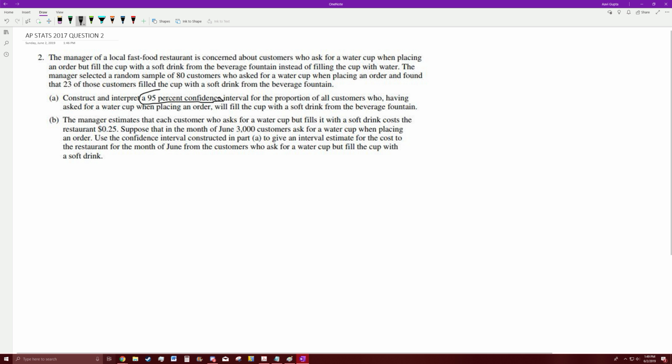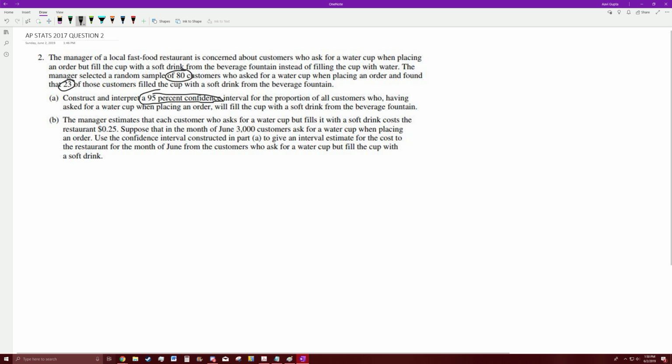95% confidence interval for the proportion of all customers who, having asked for a water cup when placing an order, will fill the cup with a soft drink from the beverage fountain.